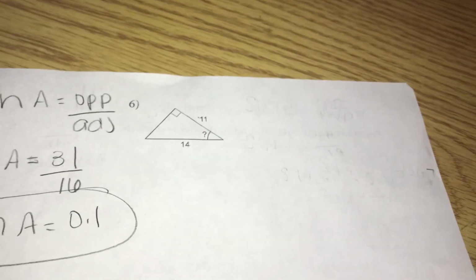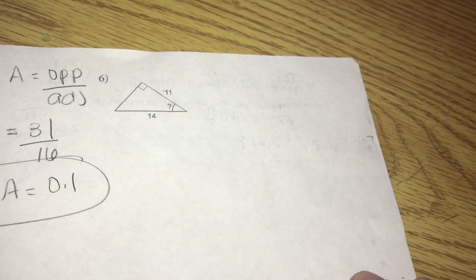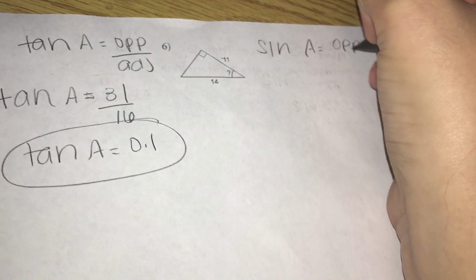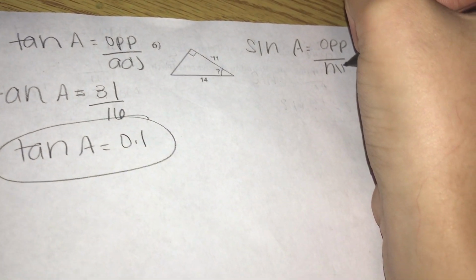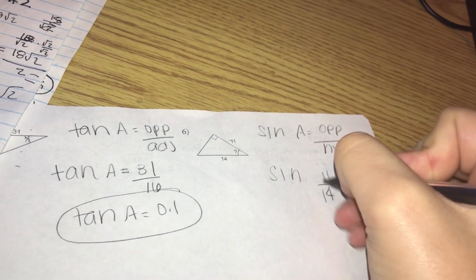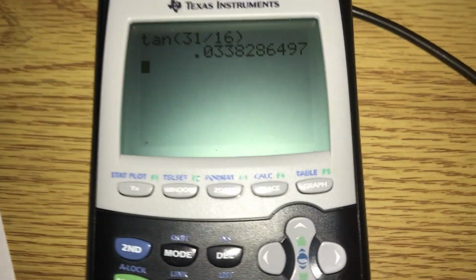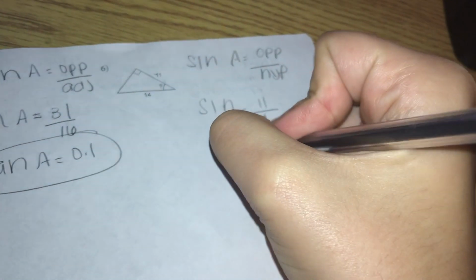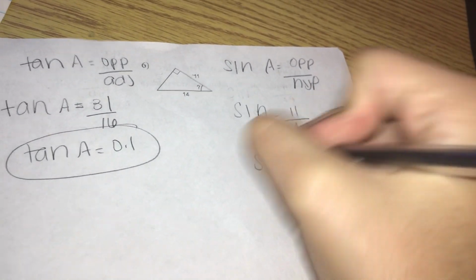Okay. Once again, 0.1 is our angle. So for this, we'll be using sine of A equals opposite over hypotenuse. 11 divided by 14. Let's plug that into the calculator. Sine of 11 divided by 14 gives us 0.3. So sine equals 0.3. That is our angle for number 6.